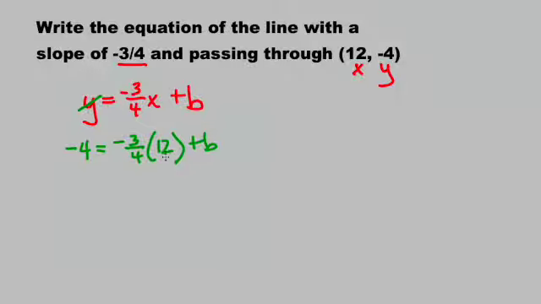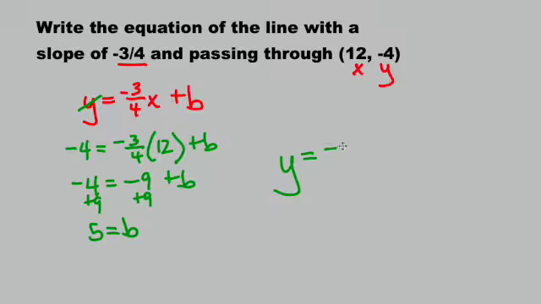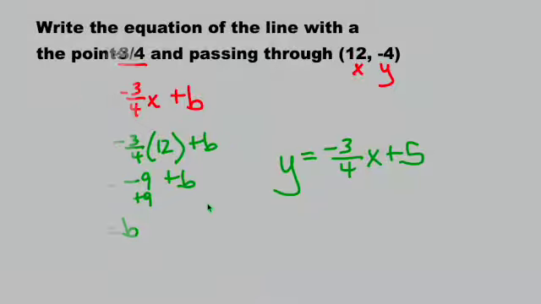So I'm going to write 12 right there, and then plus b. Negative 3/4 of 12, you can take out your calculator, or if you just know, it's going to be negative 9. So negative 4 equals negative 9 plus b. And then to solve for b, all you got to do is add 9 to both sides. And 9 minus 4 is 5. So b equals 5. Therefore, the equation of this line is going to be y equals negative 3/4 x plus 5. So once again, it's about finding the slope and finding the y-intercept.